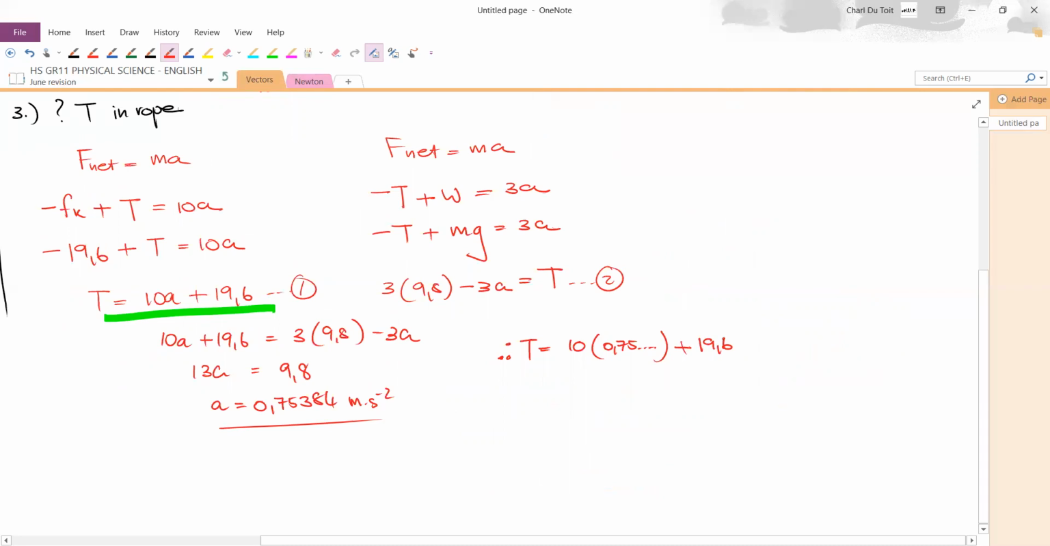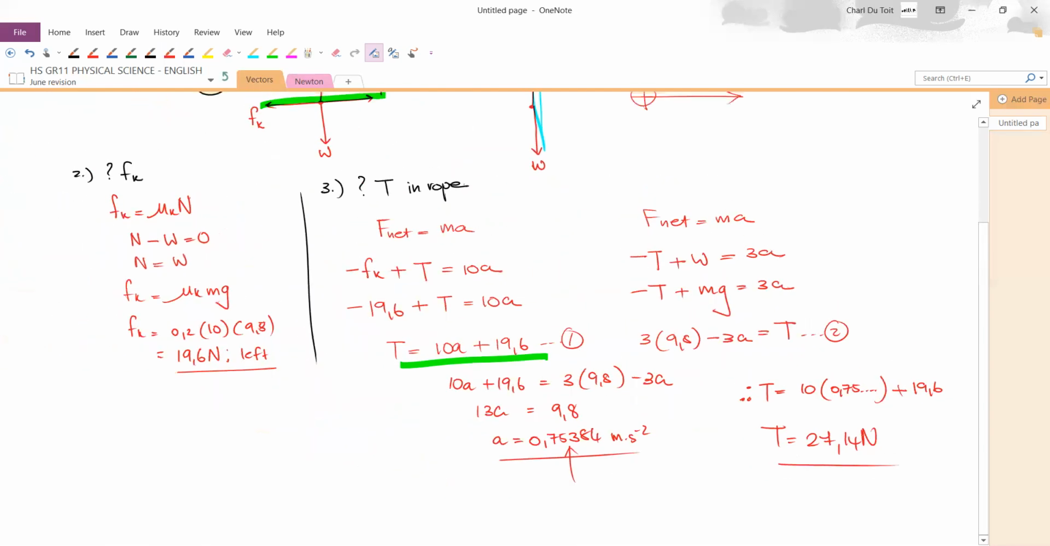0.7538. I have this long answer in my calculator, so I'm just going to multiply it with 10 and then add. 19.6. 27.14. The tension in the rope is 27.14 Newton. And tension in a rope does not have direction.